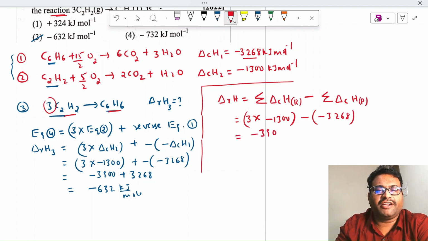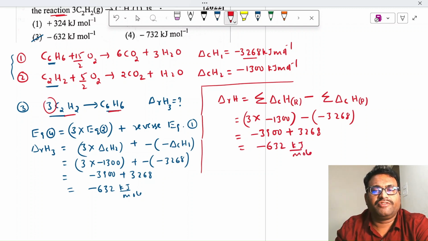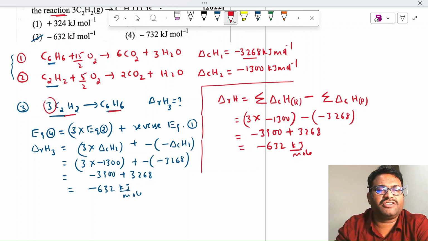Minus 3900 minus, plus 3268. Then what are you getting? Minus 632 kilojoule. So either way, if you remember the formula, you can directly solve. If you don't remember the formula, this is the actual procedure. Okay, let us go with the next question.